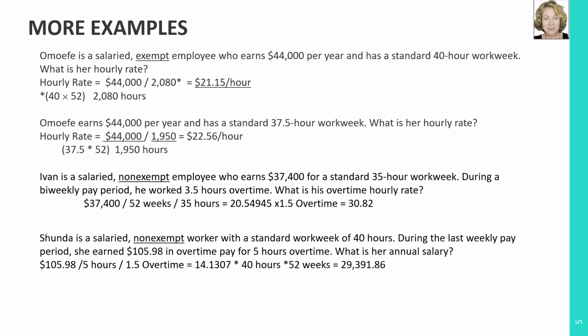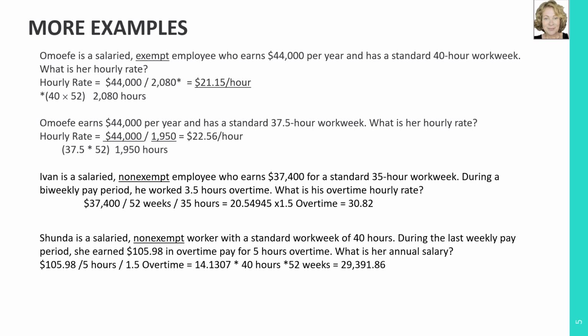Chanda is a salaried, non-exempt worker with a standard work week of 40 hours. During the last weekly pay period, she earned $105.98 in overtime pay for 5 hours of overtime. What is her annual salary? This is a little tricky. It's kind of like a backwards calculation.